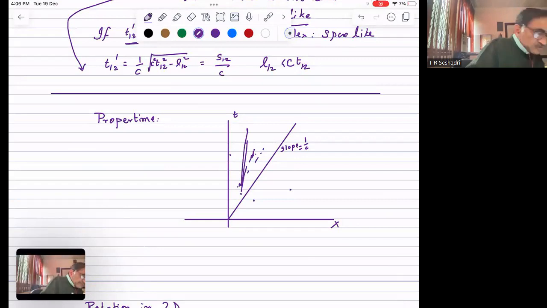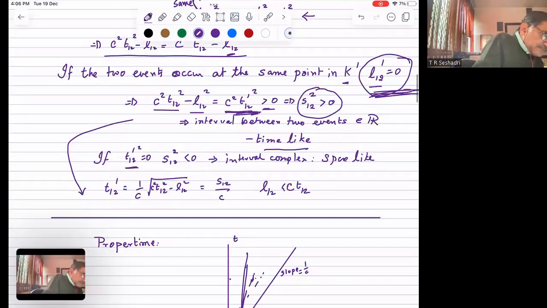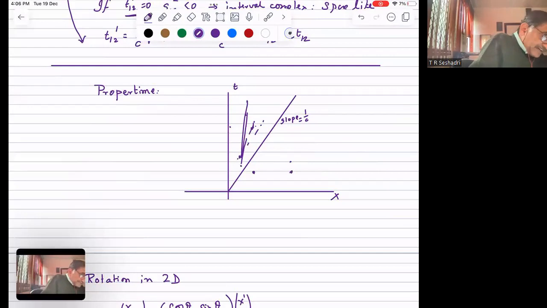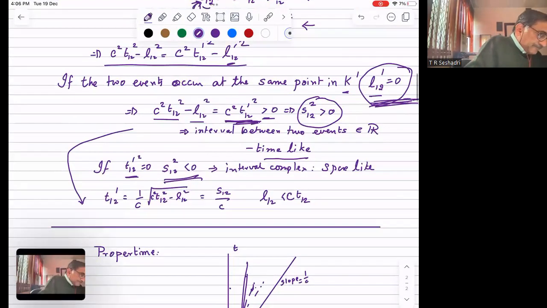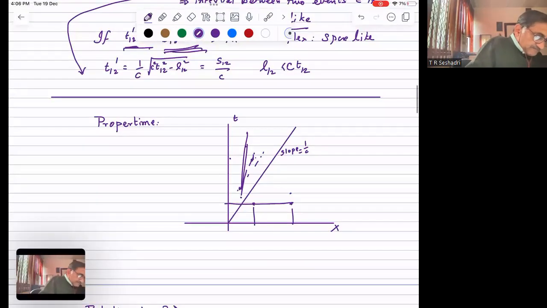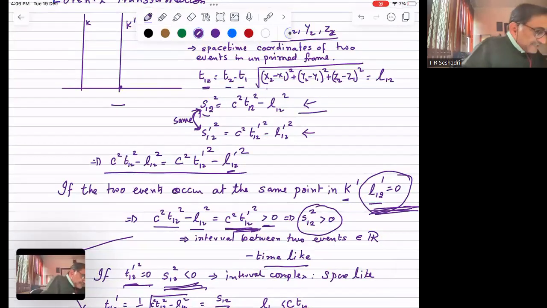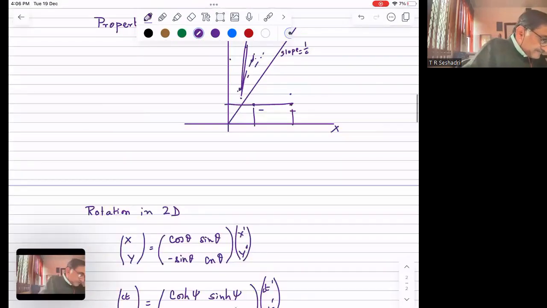If you have two events over here, that is where the second case comes in, where S12² is less than 0. For example, if I have two points here, they are at two different positions but at the same time in the primed frame. So this is 0, L12 is non-zero, and so from this definition S12² is less than 0 and they are space-like.